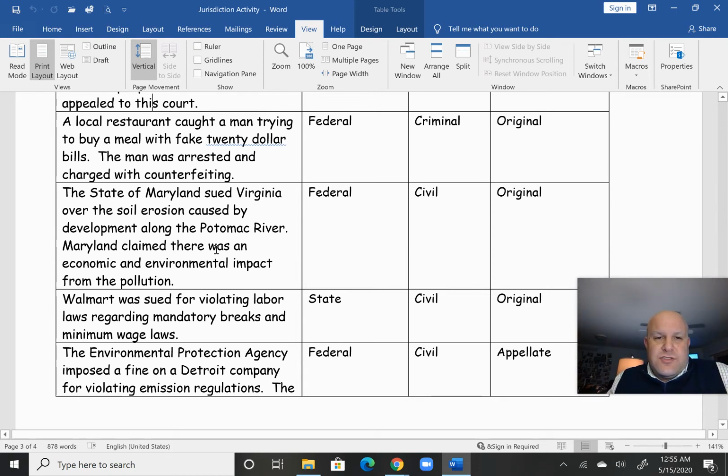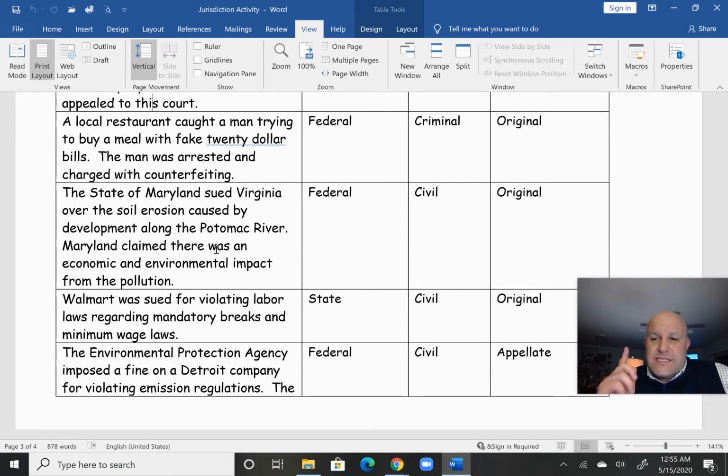The state of Maryland sued Virginia over the soil erosion. A local restaurant, I skipped one. A local restaurant caught a man trying to buy a meal with a fake $20 bill. The man was arrested and charged with counterfeiting. Because it's money, this is federal. Of course, it's a crime, and it's an original jurisdiction because the district court would be dealing with it at the federal level. I was about to say the state district court, but it's different.